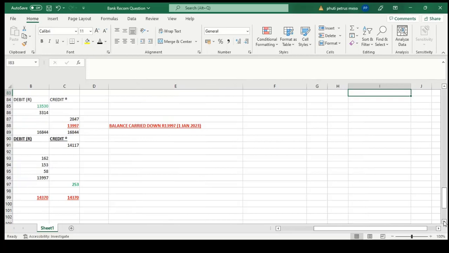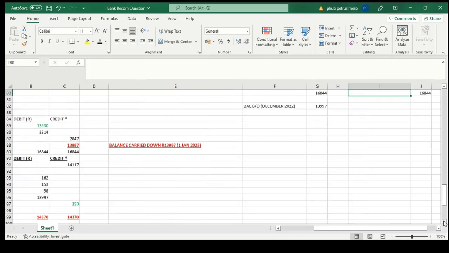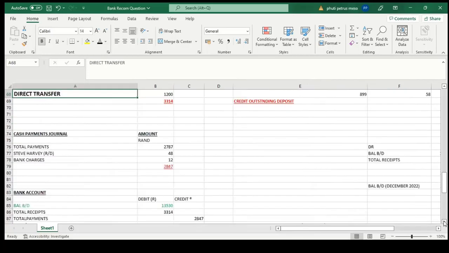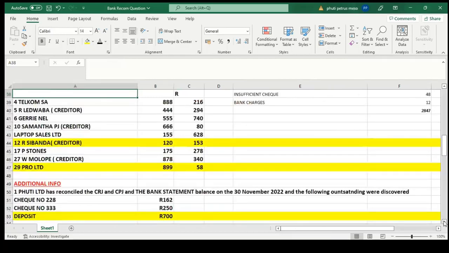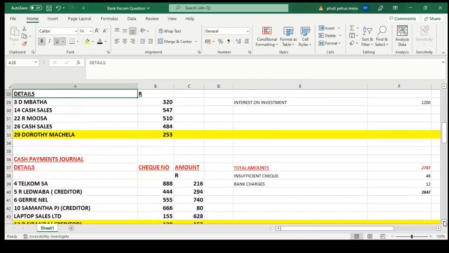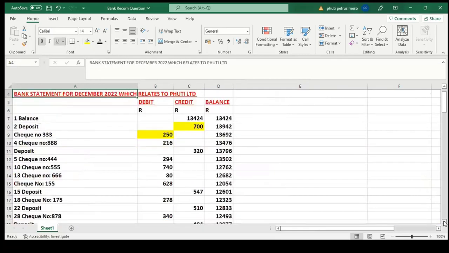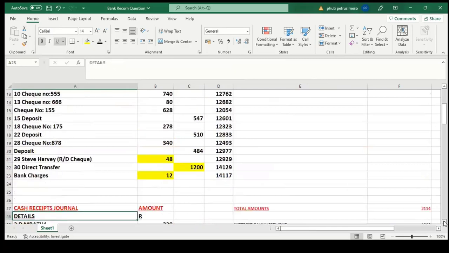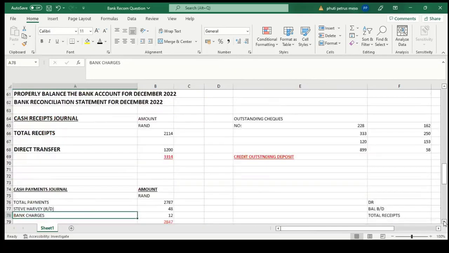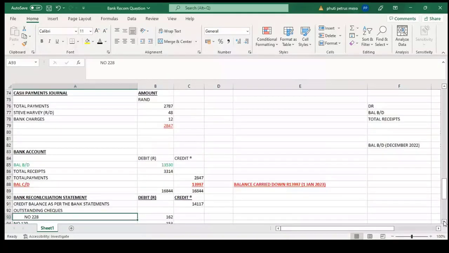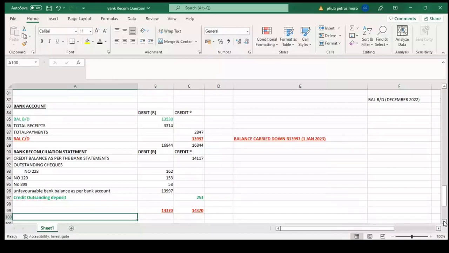Let me go back up. Outstanding deposit, I'll show you that. You remember this? Dorothy Mashela, 29. Remember when you compared this figure, it wasn't in the bank statement. Let's go up in the bank statement in the CRA part. So we don't have 253 here. Can you all see that? Basically, the reason why our bank reconciliation is not balancing is because of that figure. And it matches whatever is actually missing in there.